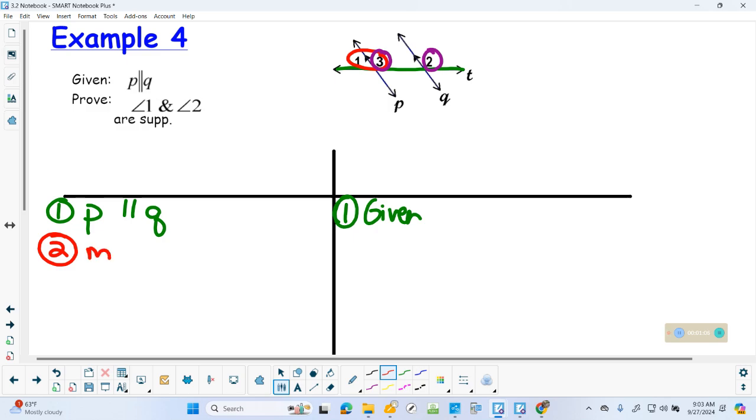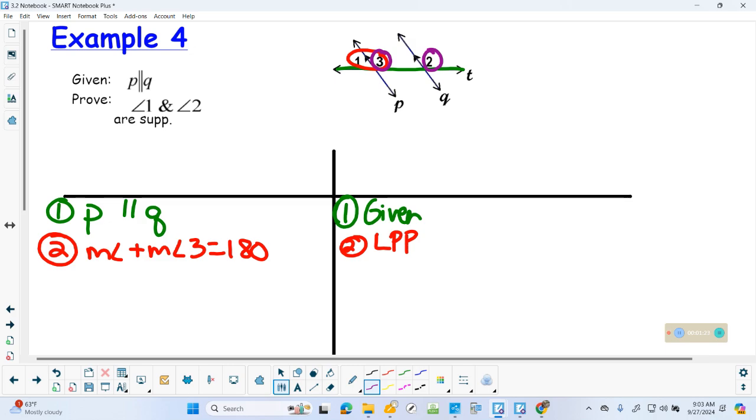So I'm going to say the measure of angle 1 plus the measure of angle 3 equals 180. And that was, of course, because of our linear pair. So that is our linear pair postulate, or LPP if you just want to abbreviate.